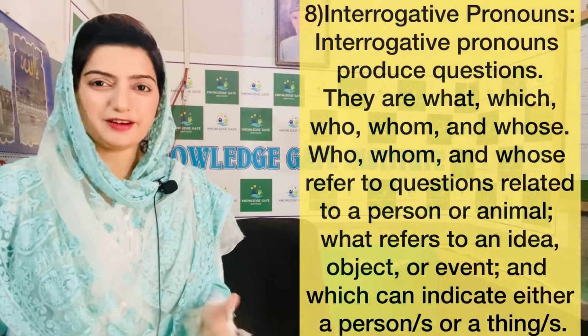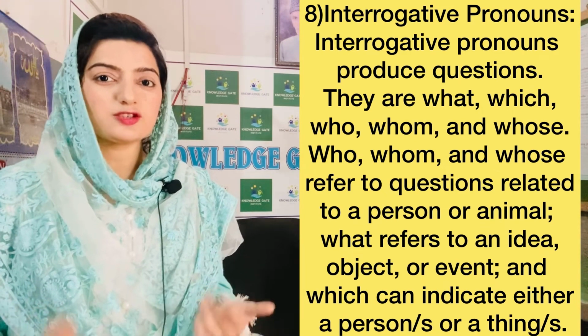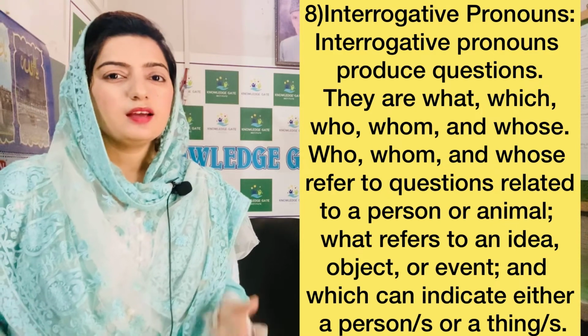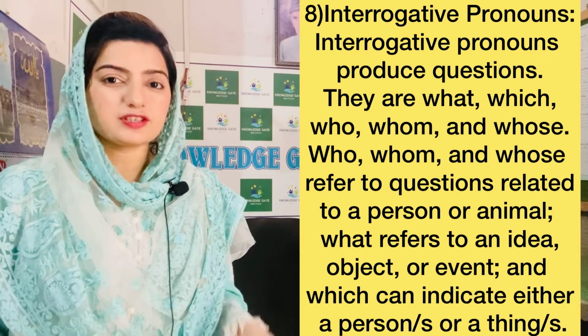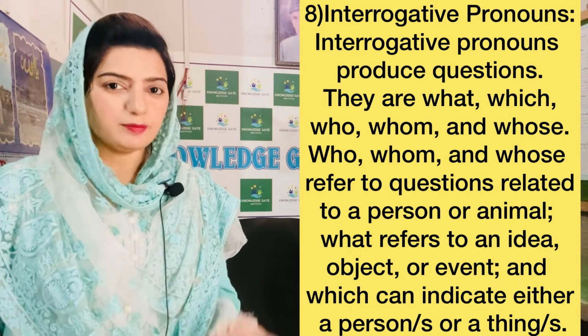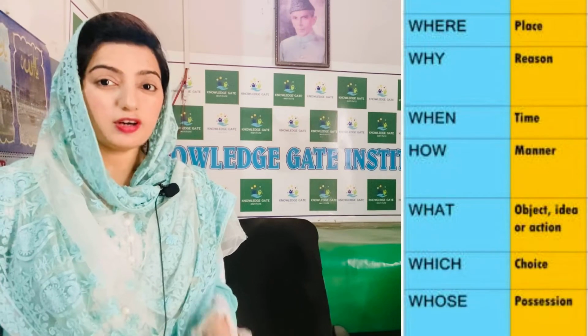Number 8 is the interrogative pronouns. Interrogative pronouns produce questions. They are what, which, who, whom and whose. We have 5 interrogative pronouns. Who, whom and whose refer to questions related to a person or animal. What refers to an idea, object or event, and which can indicate either a person or a thing.